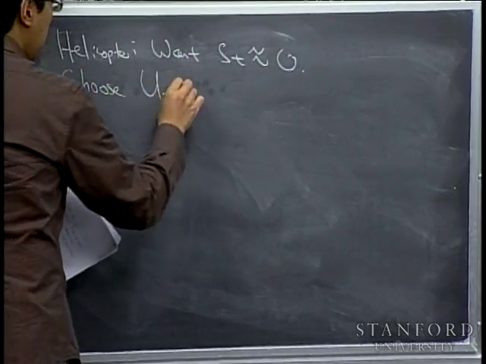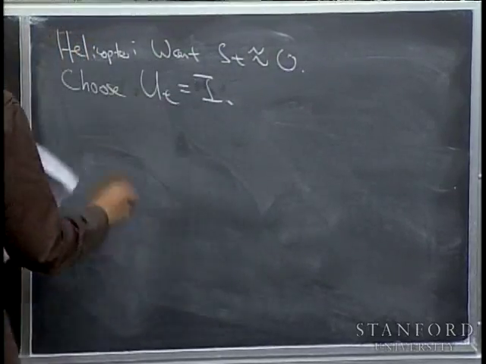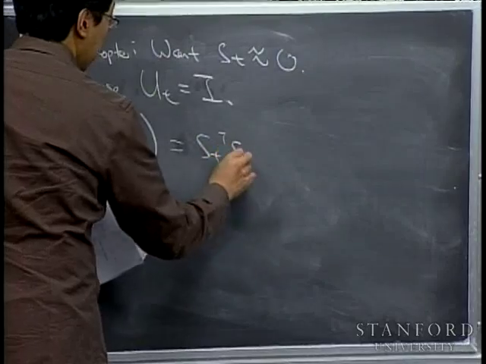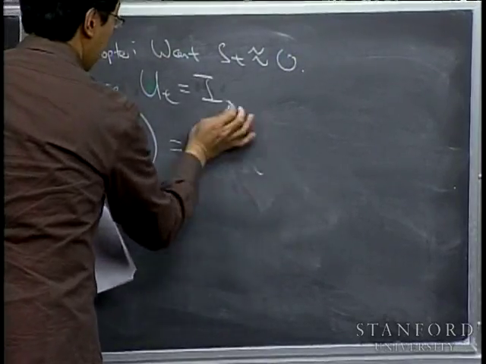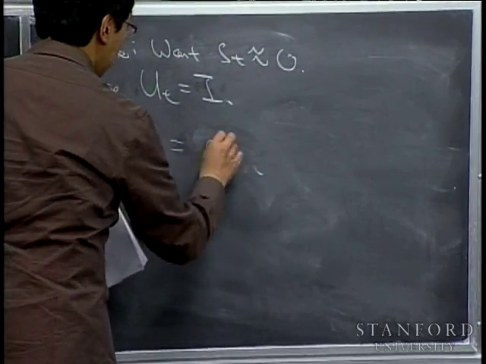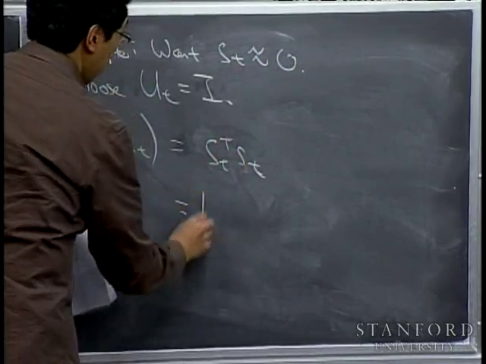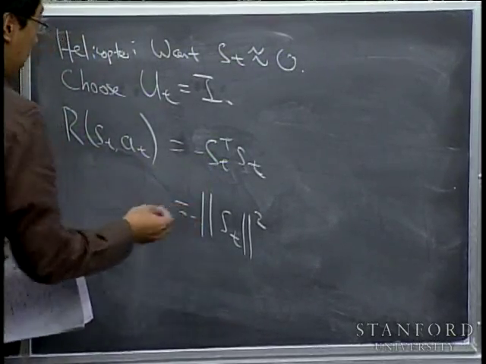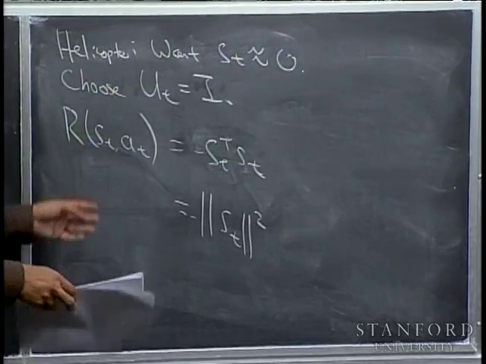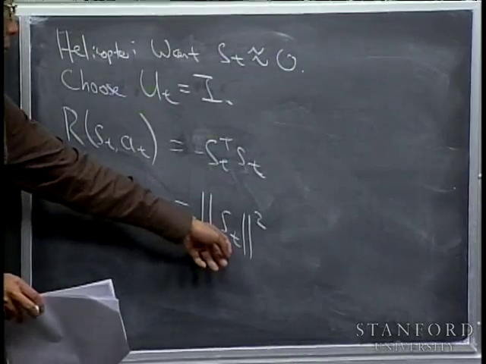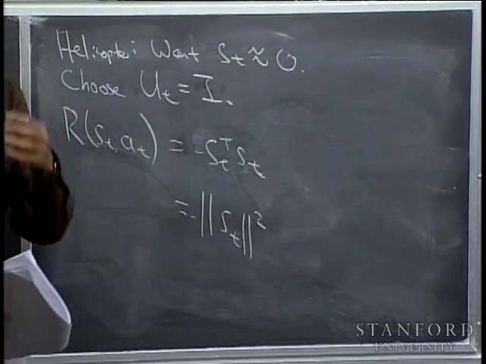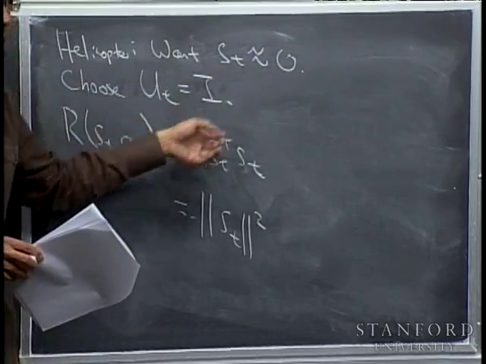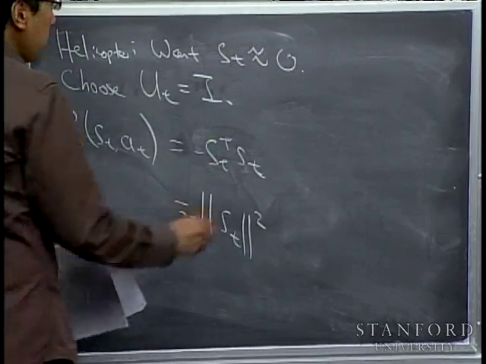Then you might choose U_t to be equal to the identity matrix, and this will make R of s_t, a_t equal to minus s_t transpose s_t, which is just the negative squared norm of your state vector. And so this would be penalizing your system quadratically for having a state that's far from zero, assuming that zero is the origin state. So if you want to make a helicopter hover around the state zero, then you might choose this sort of reward function.